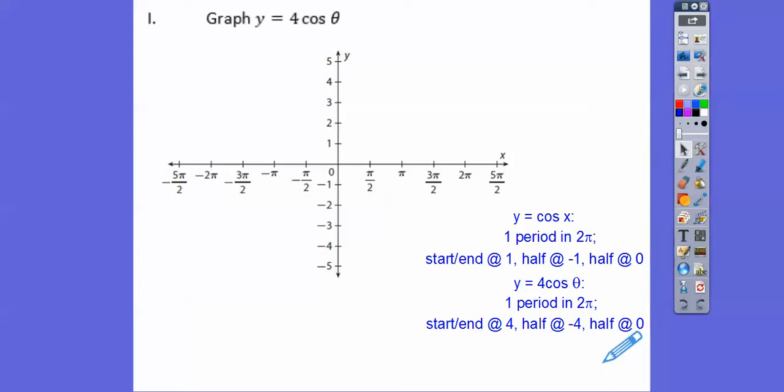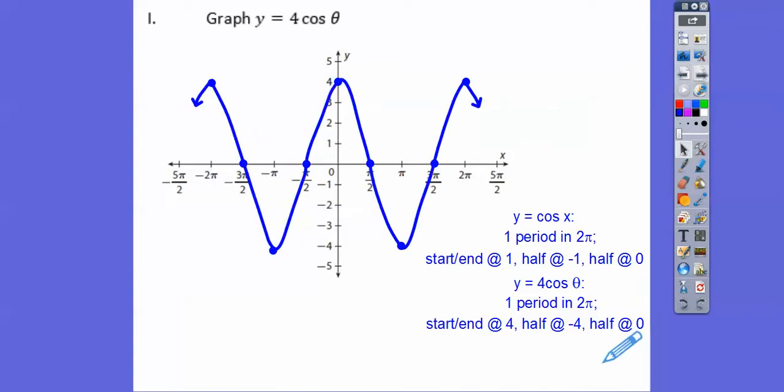So what I'm going to do, start it here, end it at 2 pi over here, halfway at pi at negative 4, and then halfway at 0. Okay, let's do that. Okay, so here it is, and let's do the other side since the graph is there. So we're going to start over here, starts and ends at 4, halfway at negative 4, halfway at 0. Okay, so there's that right there. All right, and there's our groovy graph.